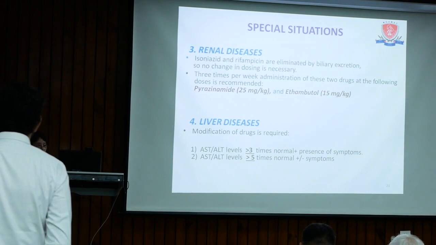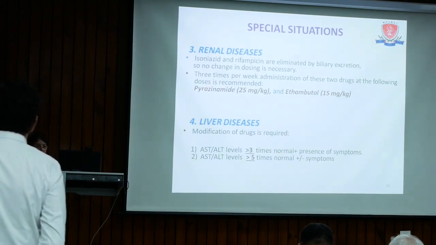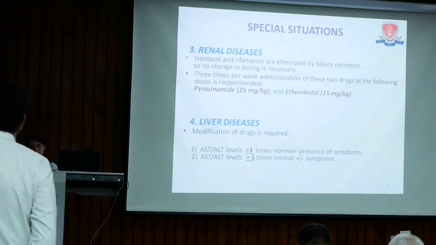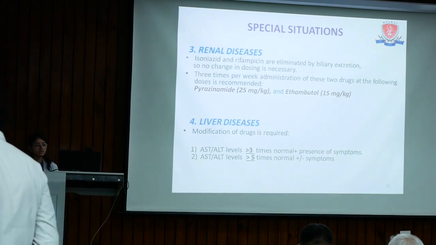In renal diseases, isoniazid and rifampicin are eliminated by biliary excretion, so there is no change in the dosing necessary. Three times per week administration of these two drugs at the following doses is recommended: pyrazinamide at 25 mg per kg and ethambutol at 15 mg per kg.